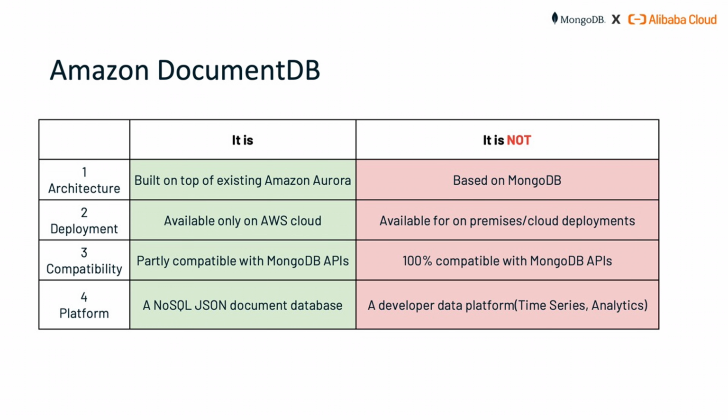And finally, the platform. DocumentDB is a NoSQL JSON document database, but it's not a developer data platform, which means you can't use time series or analytics in it. For example, in a time series scenario, you need to use DocumentDB in conjunction with another time series database. You can't complete all work in one database, but you can do this in MongoDB. So we covered DocumentDB.